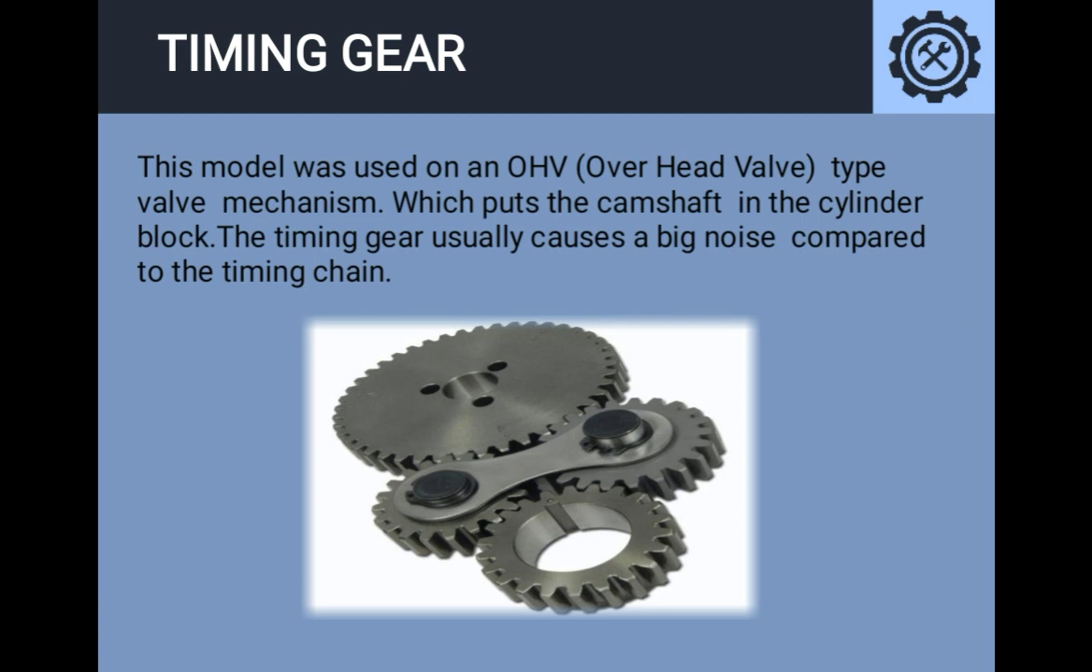Model 1, timing gear. This model was used on a heavy overhead valve type of valve mechanism, which put the camshaft in the cylinder block. The timing gear usually causes a big noise compared to the timing chain.